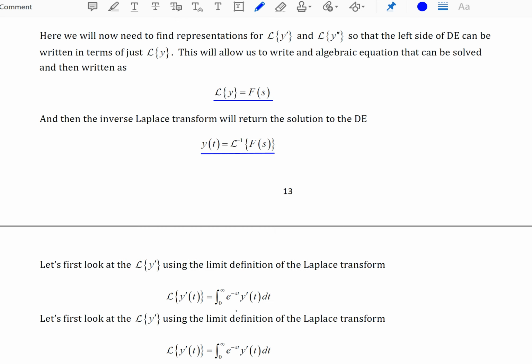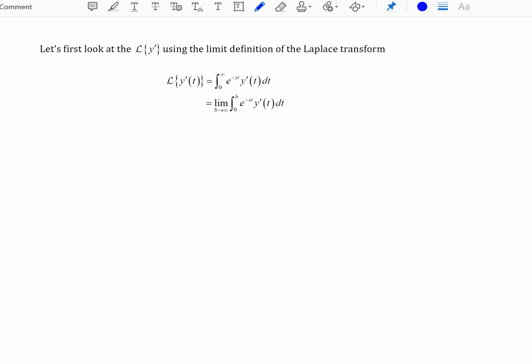Let's first look at the Laplace of y prime using the limit definition of the Laplace transform. So here the Laplace of y prime is going to be the integral from 0 to infinity of e to the negative st times y prime of t. Of course, we'll rewrite this using limit notation. Now to evaluate this integral, we will use the integration by parts method.